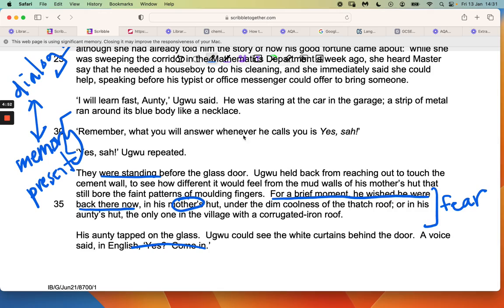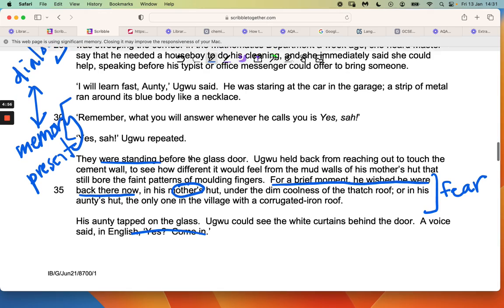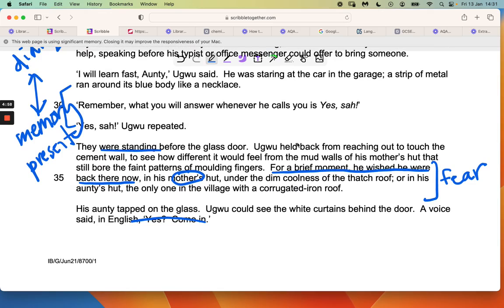Remember that what you will answer when he calls you is, yes, sir. Yes, sir, he repeated. They were standing before the glass door. He held back from reaching out to touch the cement wall to see how different it would feel from the mud walls of his mother's hut. For a brief moment, he wished he were back there now in his mother's hut. Here we can see a change. Here we can see he's wishing to be back home for a little bit. So we can see the fear creeping in. It's not huge, but there is a shift.